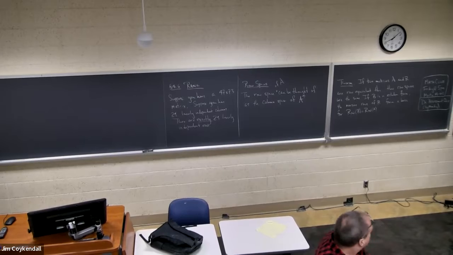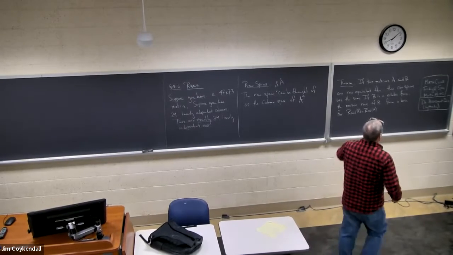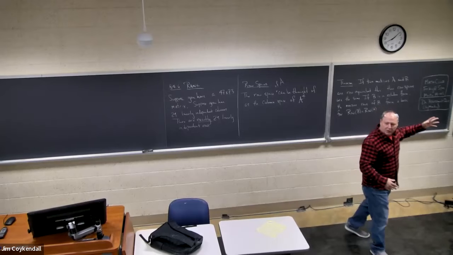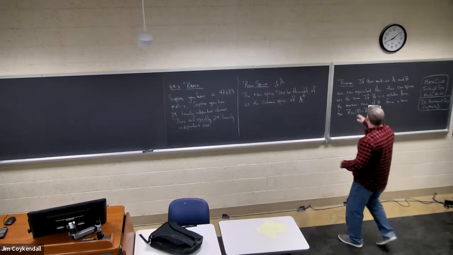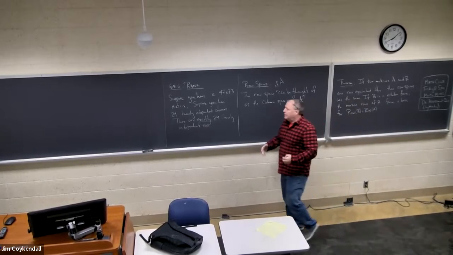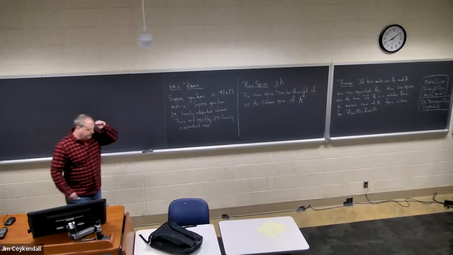You don't have to do that with row spaces. With row spaces, you just reduce it, just like you would in a column space, and pull out the non-zero rows. And those reduced rows actually work, because when you're doing row operations, you're not changing the row space. So let's do an example here.